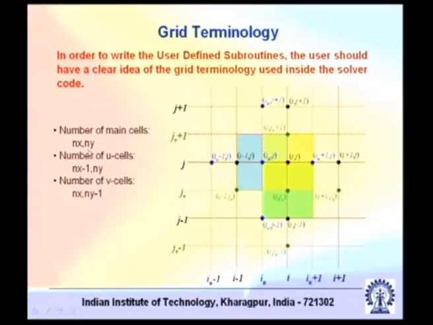Number of main cells is nx comma ny, nx along x and ny along y. Number of u cells is nx minus 1 comma ny. Because it is staggered, the number of cells for the x momentum equation solution will be 1 less than the total number of cells for the other scalar equations. Similarly, number of v cells is nx comma ny minus 1.